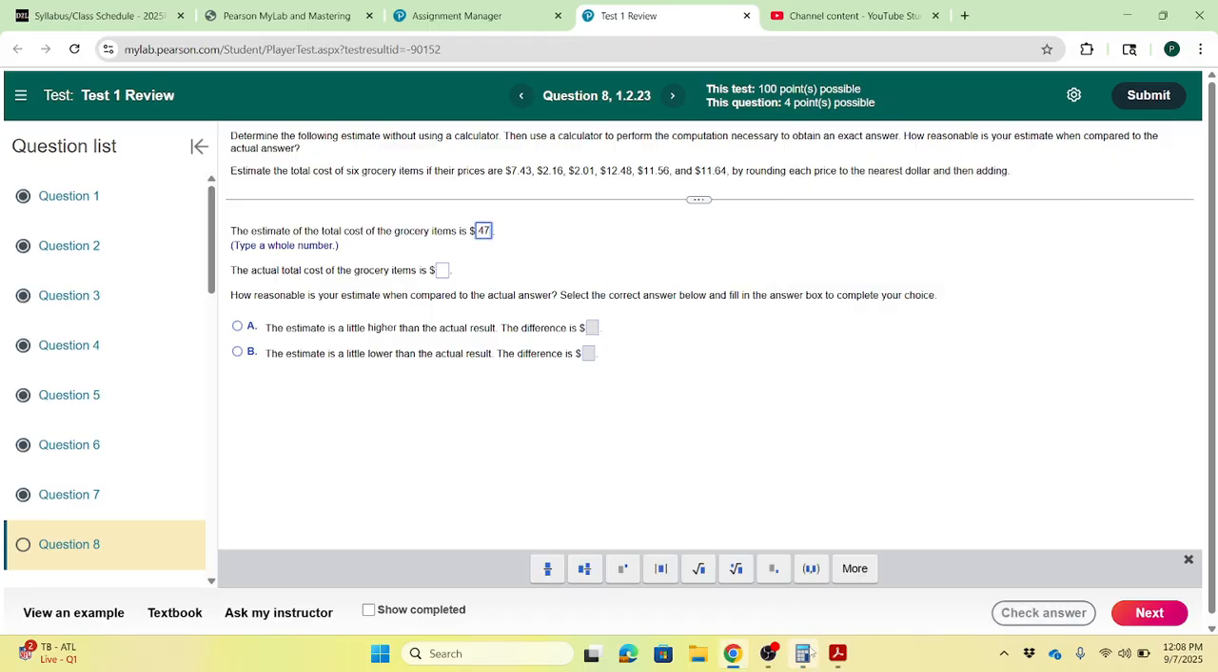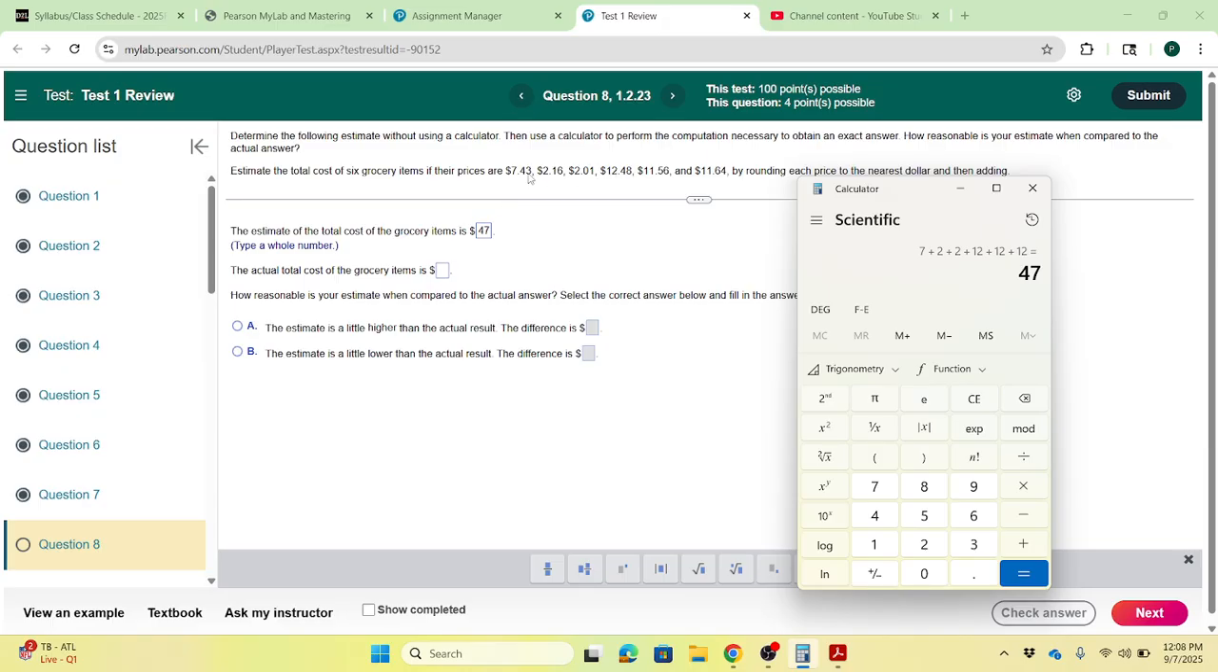What is the actual value? The actual value, you can just calculate this. You can just add all these numbers again. 7.43 plus 2.16 plus 2.01 plus 12.48. You have to make sure that you're typing the right number. 11.56 plus 11.64. If you add all these numbers, it is 47.28.